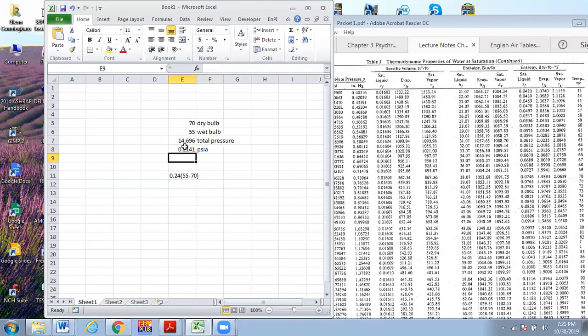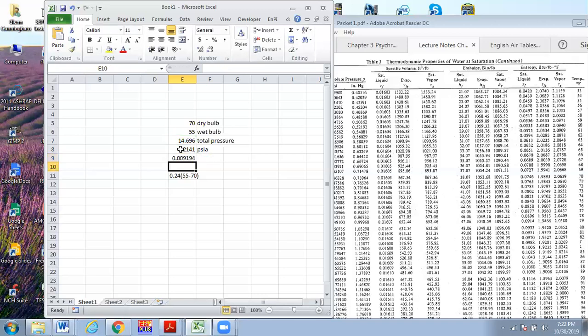So then our saturation pressure is going to be equal to 0.6219 times this divided by the total pressure, this minus this. Okay, so everybody good with that? Do I understand that? Okay.